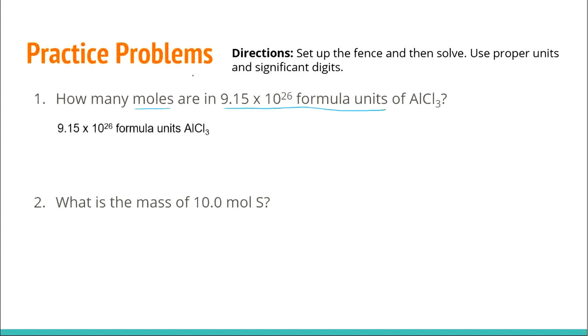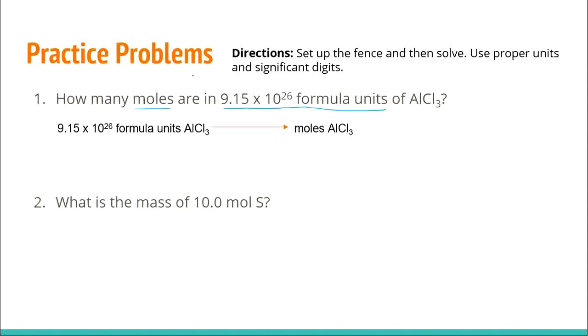So we are given formula units of aluminum chloride. And remember in the diagram that I showed you previously, what was always in the middle? You always have moles in the middle, right? So no matter what unit you're given, you always have to go through moles. And for this problem, it's simple because you are given formula units and you are asked to find moles. So there is our path.